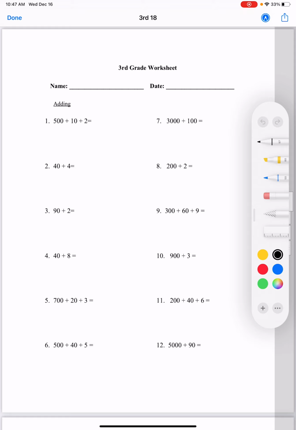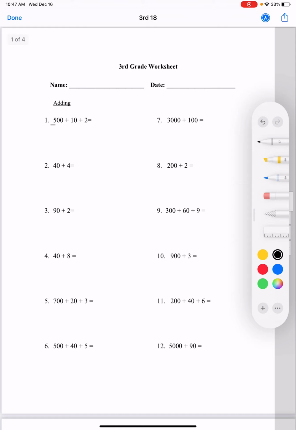And so the first worksheet asks us to add these numbers and they're all from different place digits. So the first one gives us 500 plus 10 plus 2. So the 5 is in the hundreds place, the 1 is in the tens place, and the 2 is in the ones place. So if you have a 3-digit number and you're adding them, then since 5 is in the hundreds place, you put 5 in the hundreds place. 1 is in the tens place, so you put 1 in the tens place. And 2 is in the ones place, so you put 2 in the ones place. So your answer becomes 512.